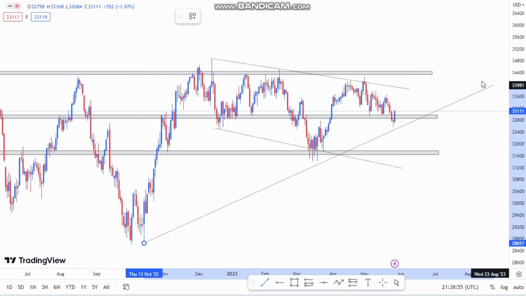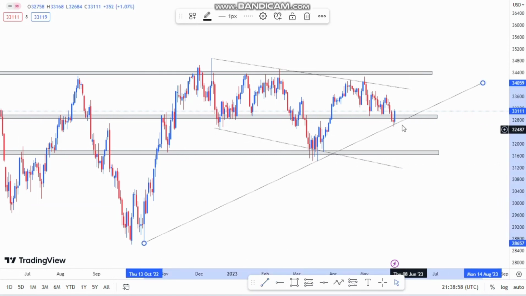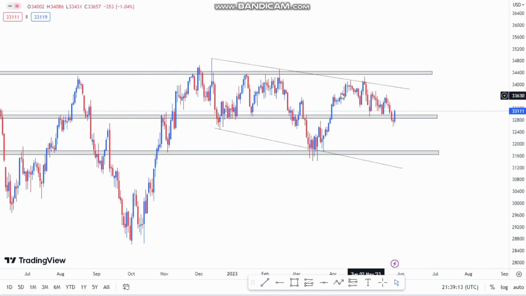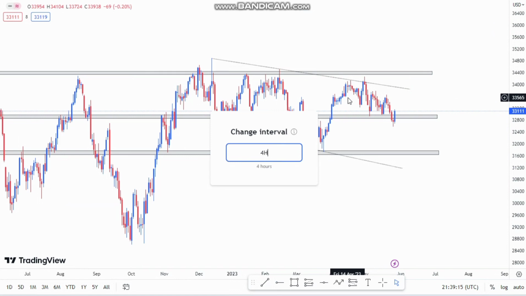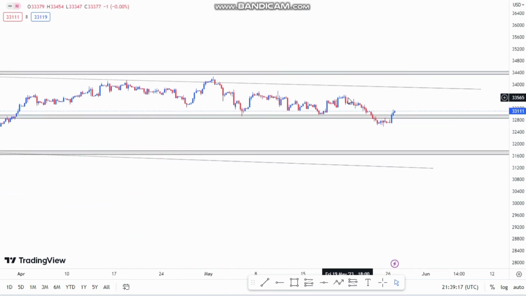So hence we are looking for buying opportunities for now because of this trend line over here. If we didn't have this trend line, I'd be saying that we're looking for selling opportunities because of the touch right over here. So let me just remove this one over here. I'm gonna focus around here. So let us move to the 4-hour time frame to see what's really going on.